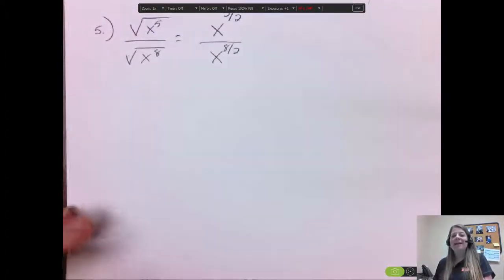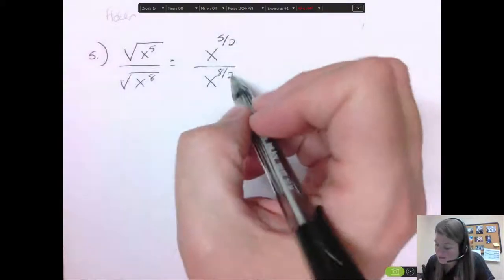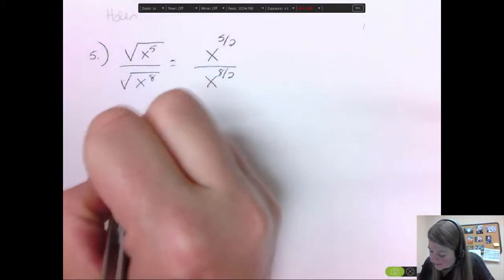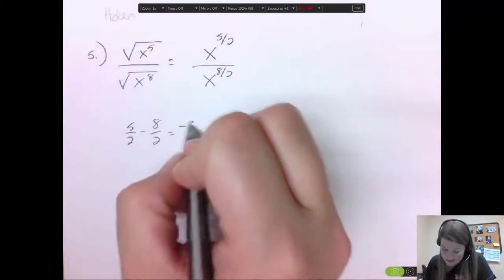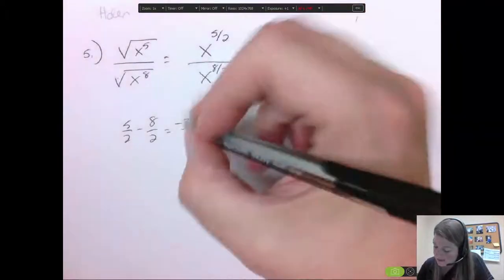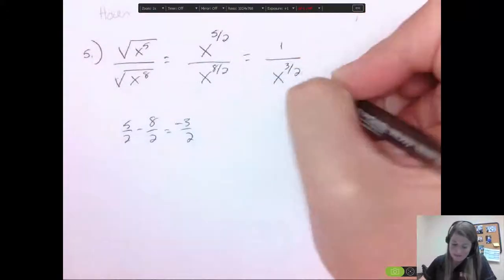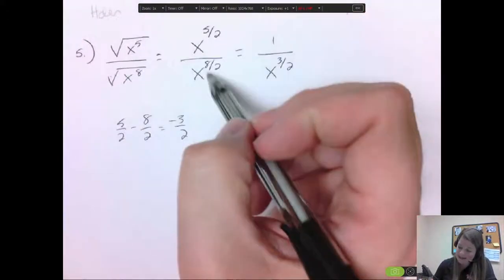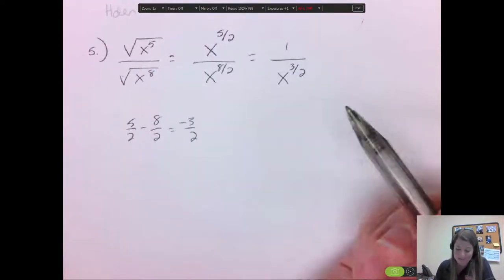All right, then it is an exponent division problem, which is subtract. So we can subtract this one from this one. So basically you just take 5 halves minus 8 halves. That's going to give you negative 3 halves. So you have x to the negative 3 halves. Well, to get rid of the negative, you can put it in the denominator. So you basically end up subtracting them and you keep it in the denominator to keep from having a negative exponent. And that'd be your final answer.